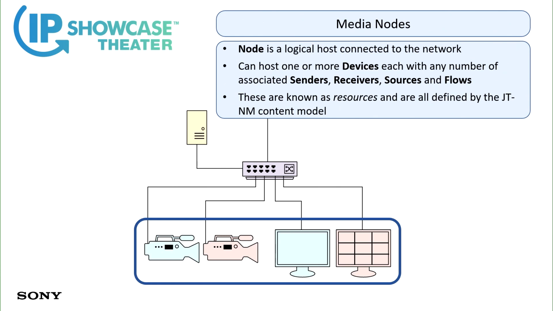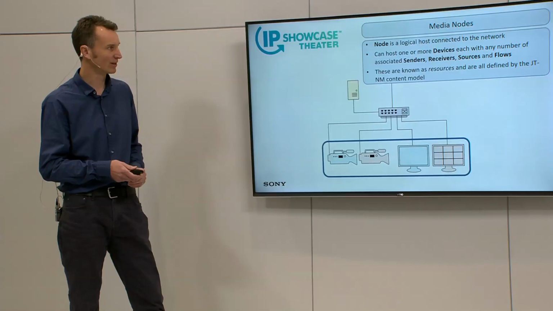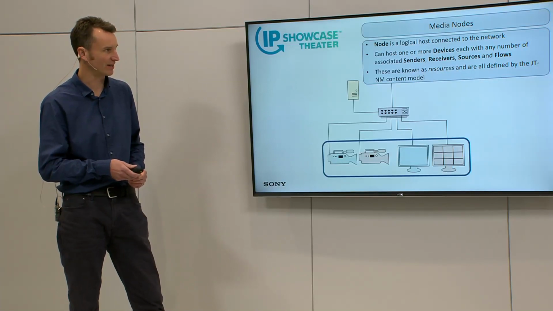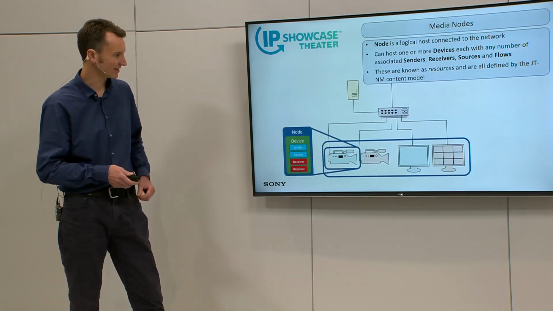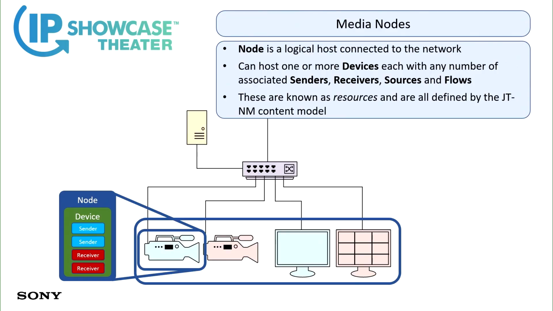So in NMOS terms, a node is a logical host connected to the network. A node itself can host one or more devices. So a device is a kind of logical block of functionality which could have any number of associated senders, receivers, sources, and flows. And in NMOS terms, these are all known as resources, and they're defined within the JTNM content model.